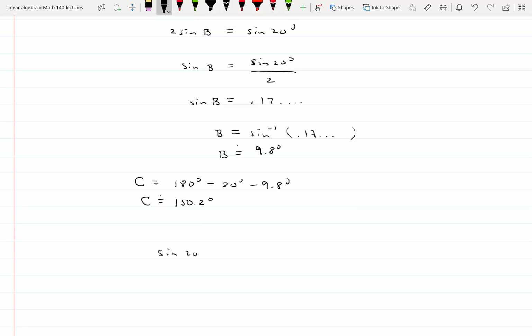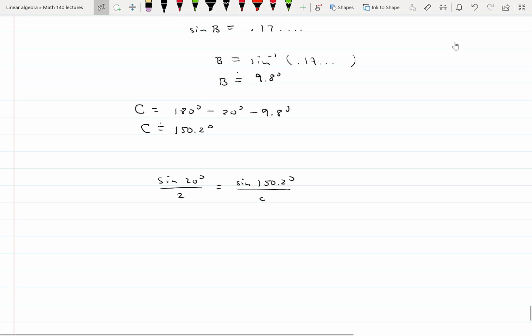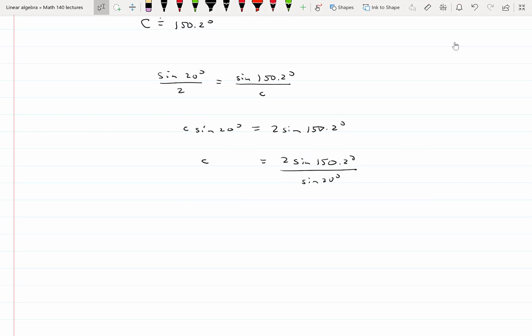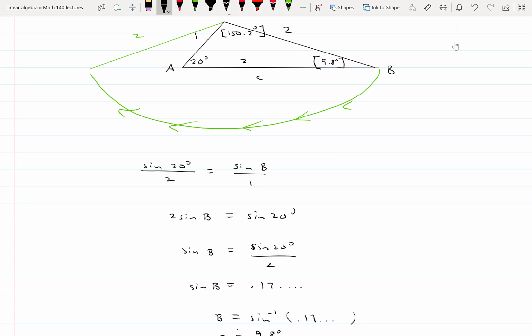So I'm going to recycle the sine of 20 over 2 equals the sine of C, which is 150.2 degrees, over the C that I'm looking for. Cross multiply. C times the sine of 20 equals 2 times the sine of 150.2 degrees. So C equals 2 times the sine of 150.2 degrees divided by the sine of 20 degrees. And your calculator will give you C as about 2.9 inches, feet, whatever the units are for length. So 2.9. It's very simple to use the law of sines once you're secure in the data.